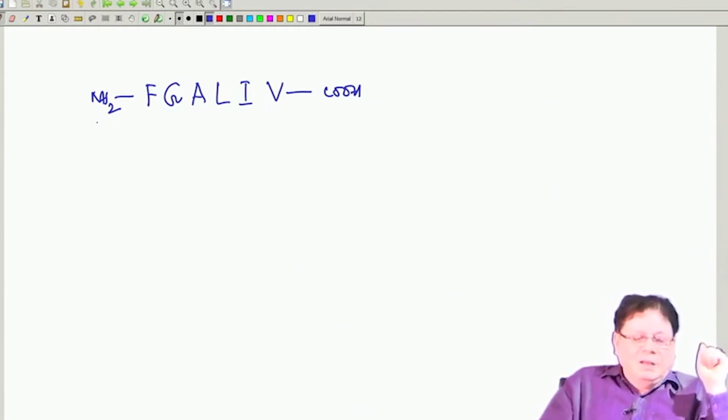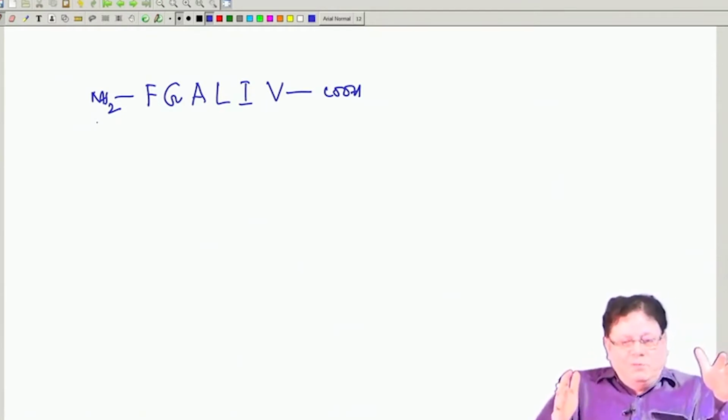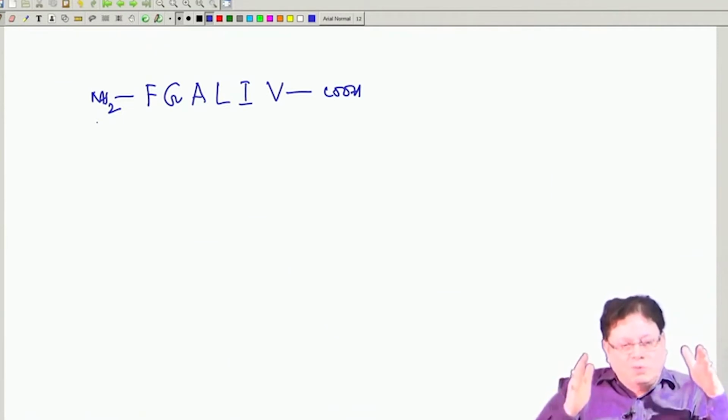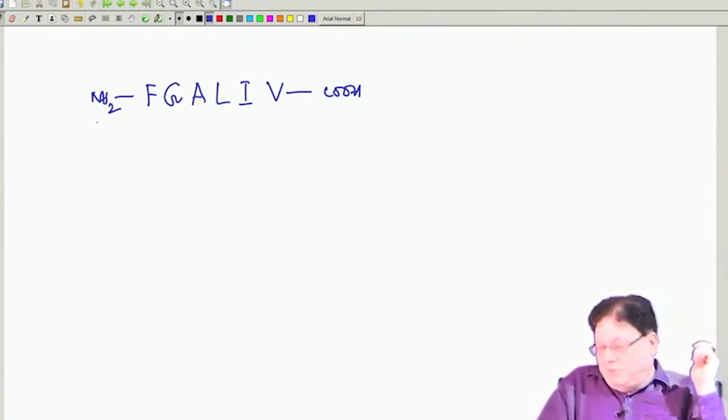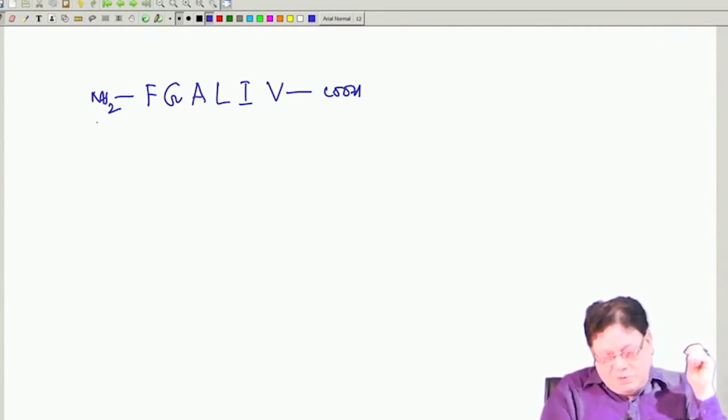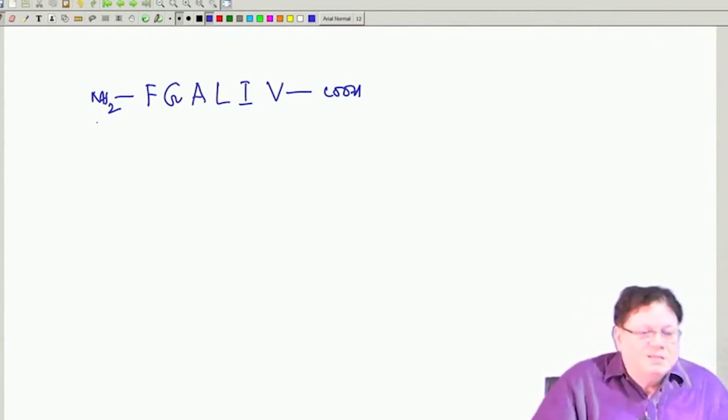Okay. So, if you want to know the primary structure, you have to know the sequence of the amino acids, how they are linked together. So, the scientists faced this big challenge, how to know this. Okay. Why is this a challenge?